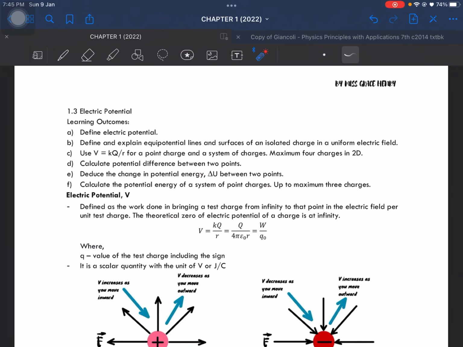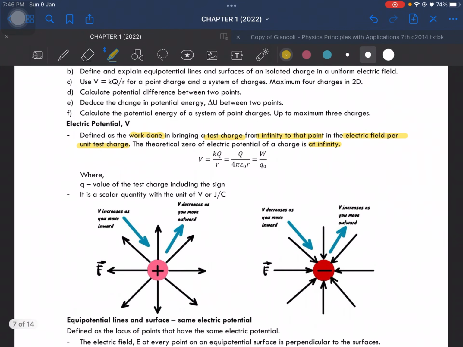So electric potential is defined as the work done in bringing a test charge from infinity to a point in the electric field per unit test charge. Okay, so the theoretical zero of a charge is at infinity. So electric potential is zero if it is at infinity. The theoretical zero of electric potential of a charge is at infinity.